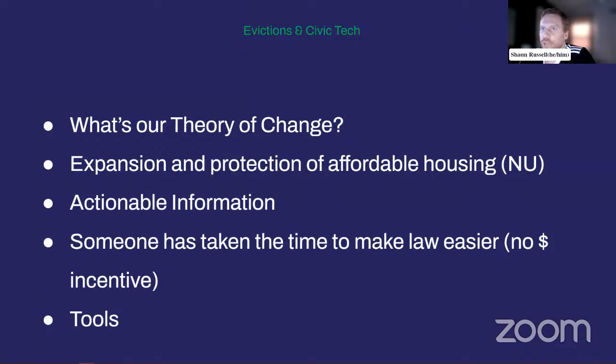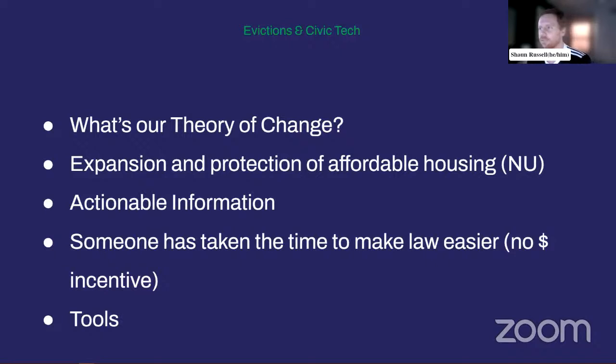So yes, amazing goals that need to be achieved. Cape Town is falling behind. So what is Civic Tech? What is Open Up? And what is the project that I'm working on, the eviction project? How are we trying to change that? What is our theory of change?